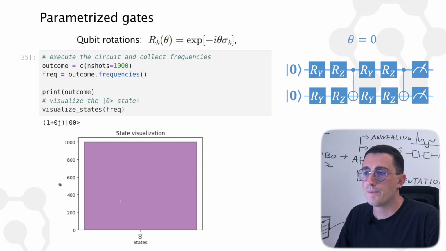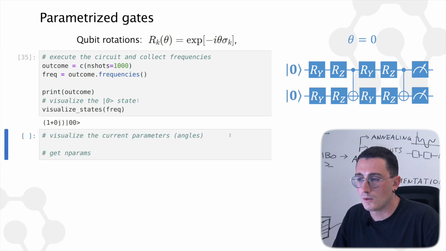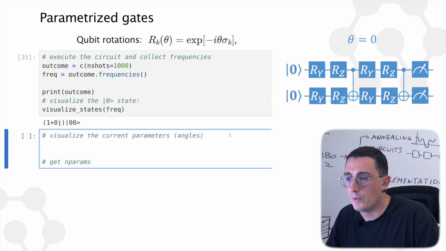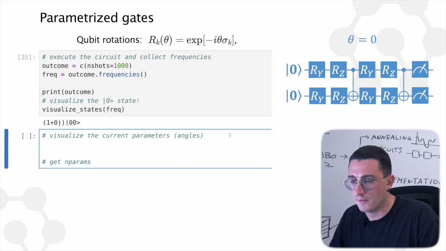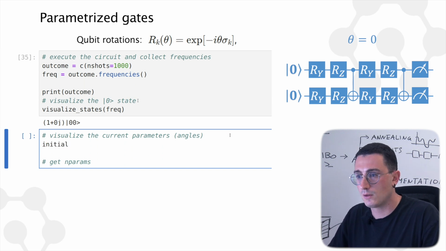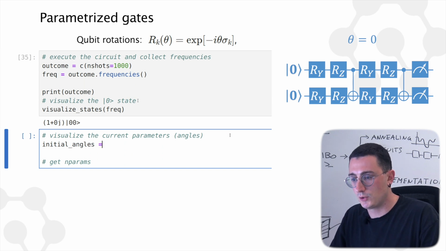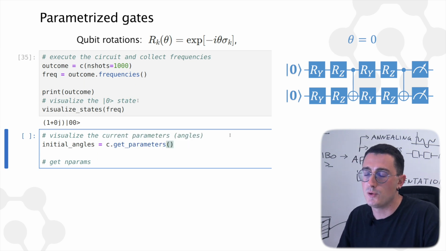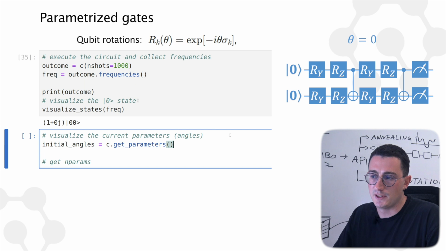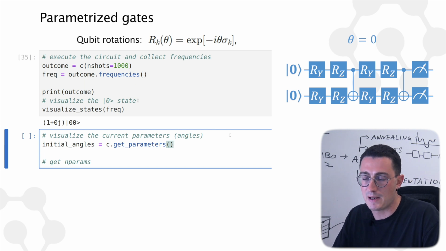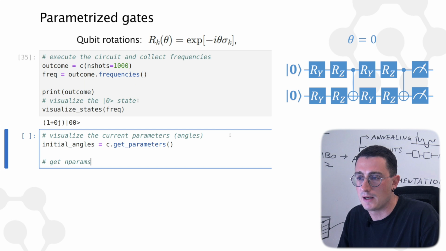Then we can go on, and now, in order to be sure our angles are still 0, we can, for example, collect them. Initial angles equal to c.get_angles. This is an interesting feature you can use while you are playing with variational circuits, so circuits in which you have parameters inside, in order to get the current values of the parameters.